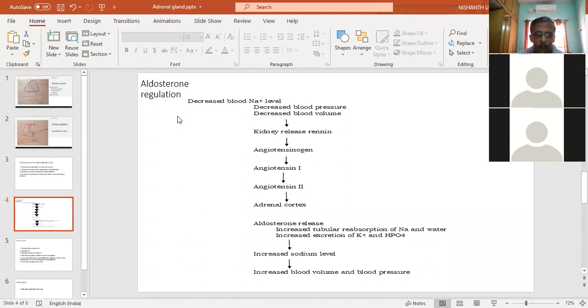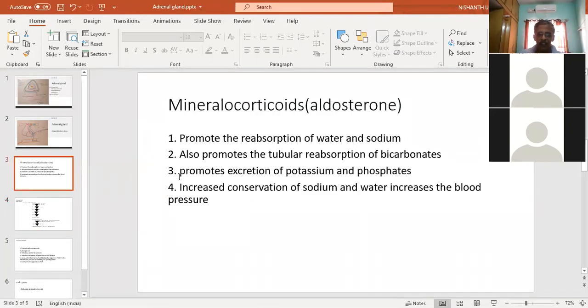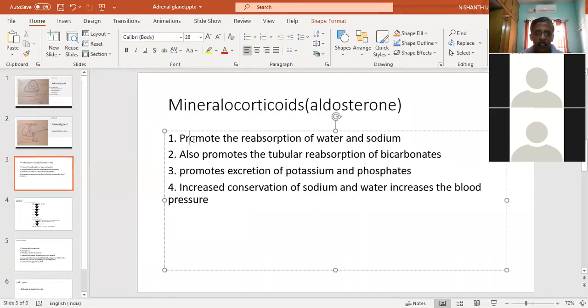So this is the role of aldosterone. I think you got the clarity. Now you go back to the third slide. Now I think you got the clarity that it promotes the reabsorption of water and sodium. These are the functions of aldosterone, and it also promotes the reabsorption of bicarbonates.